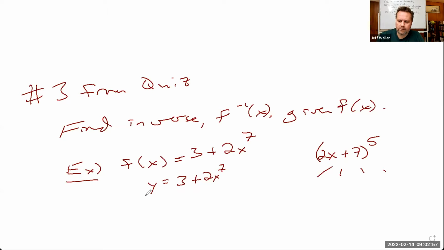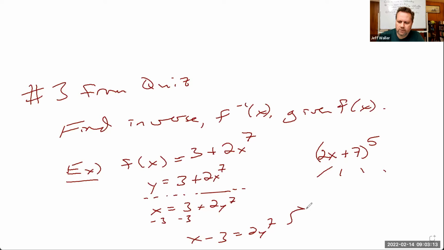So now normally I put a little dotted line to tell myself I'm doing something weird. And I switch the x and y, and then I start solving for y, right? So I get x minus 3 equals 2y to the 7th, and then I would divide by 2. I have no room down here, sorry.